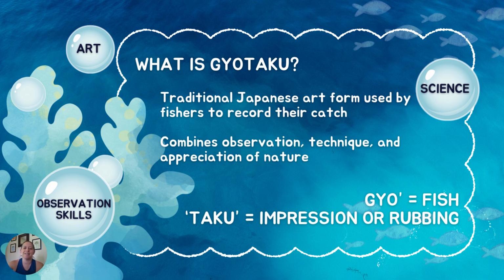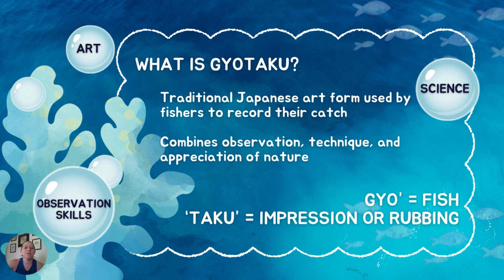What is Gyotaku? Well, it is a traditional Japanese art form, and once upon a time, it was used solely for fishermen to record their catch. It combines observations, it combines techniques, and in your classroom, it can help promote an appreciation of our natural world.